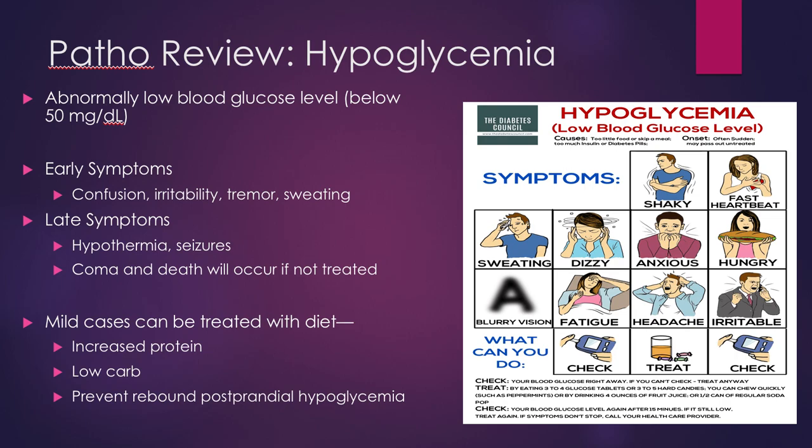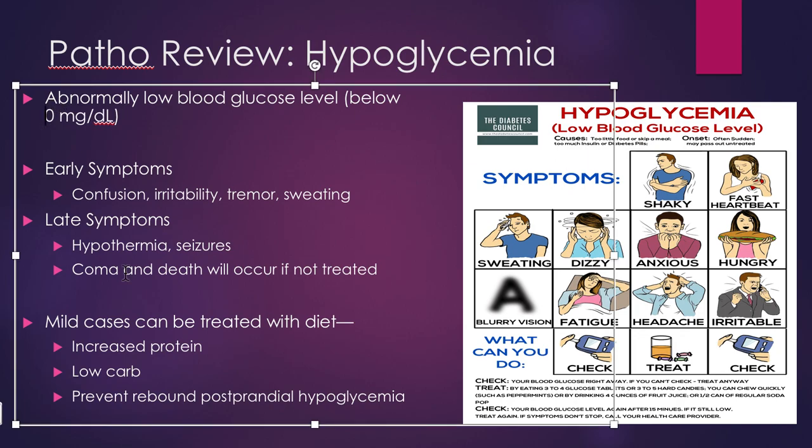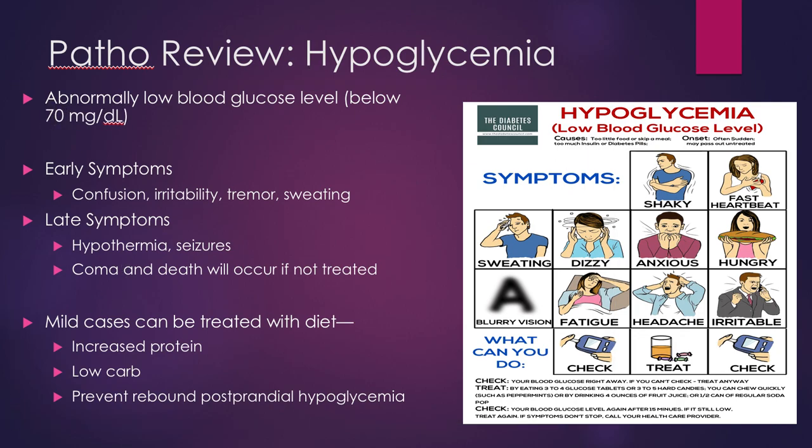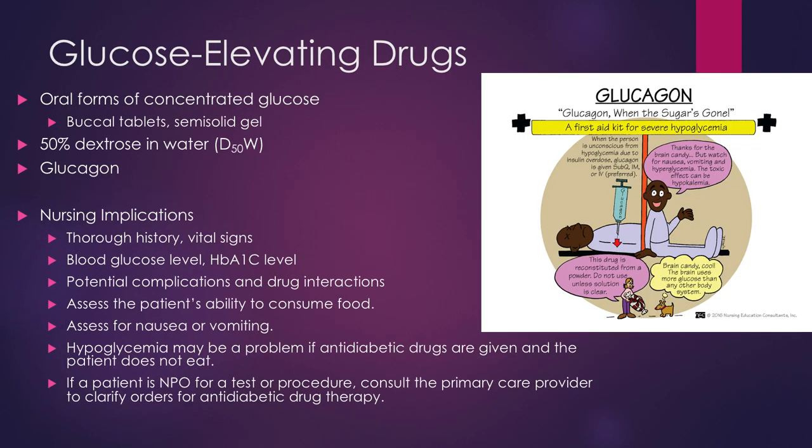Okay, hypoglycemia. Here's your symptoms to teach your patients about. Okay, remember, teach them the early symptoms, not the late symptoms. Mild cases is, and this should not say hypoglycemia is below 70. So once you get below 50, your patient is probably not going to be able to just drink some orange juice. Okay, I already told you about the things that we use to treat it.